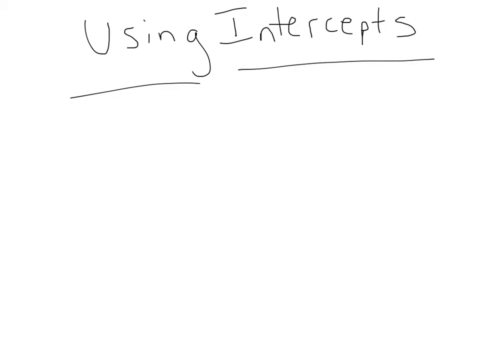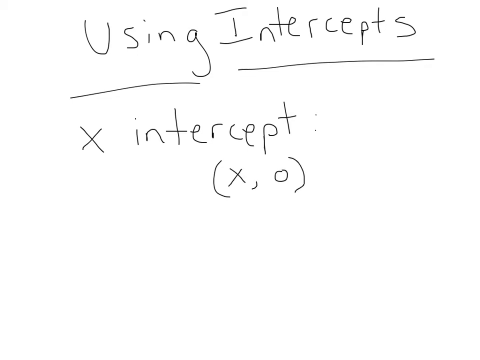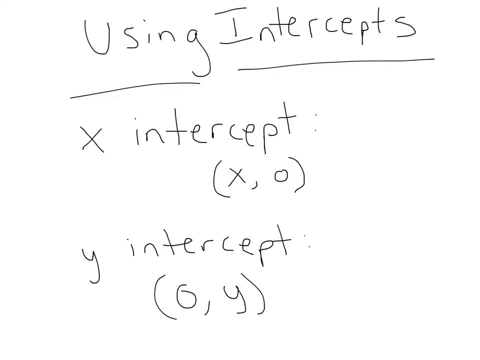We're going to be talking about x and y intercepts, and they're fun to discuss. So an x-intercept is simply where a graph crosses the x-axis. All x-intercepts have the form (x, 0). All y-intercepts have the form, you guessed it, (0, y), where y is some number and x is some number.